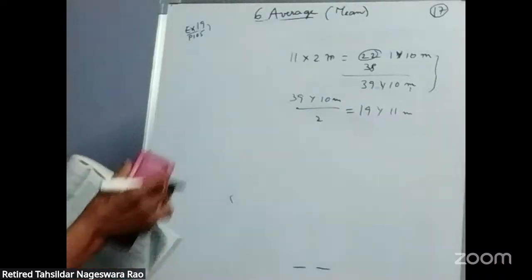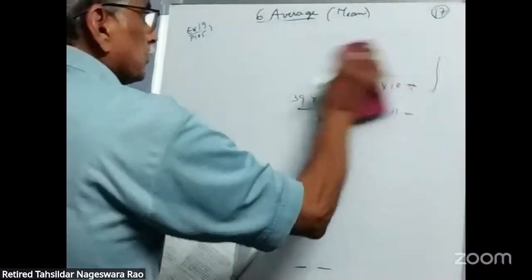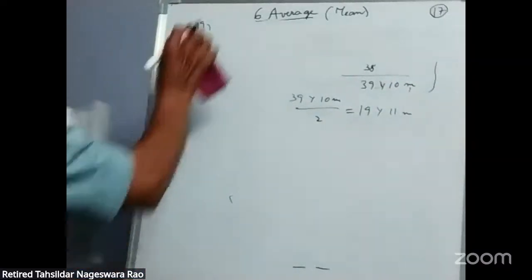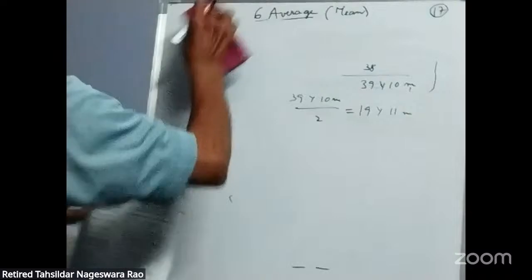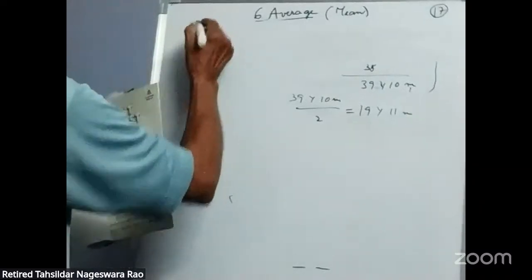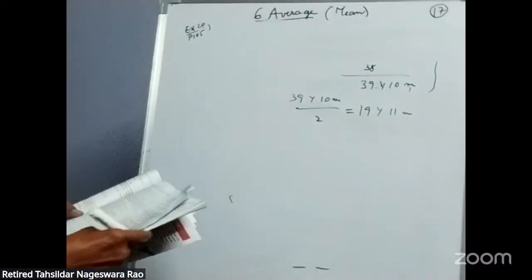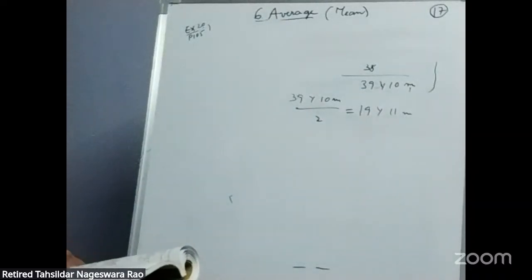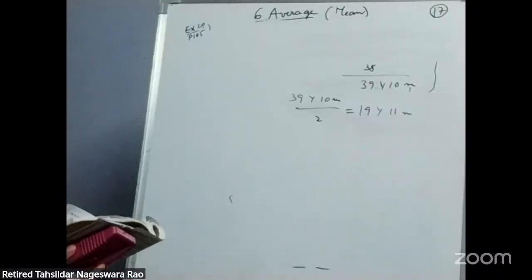Next question. The average age of a class was 15 years. When 5 boys whose average was 12 years, 6 months were admitted in the class, the average was reduced by 6 months. How many students were there in the class originally?